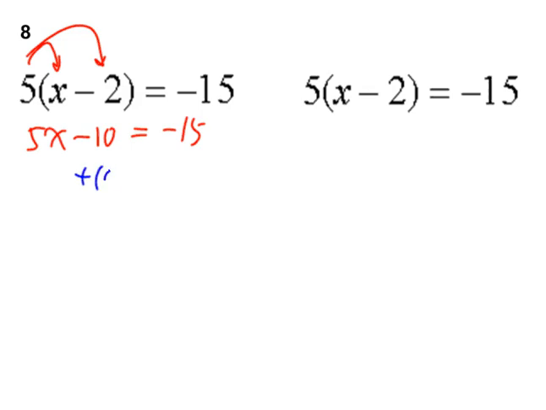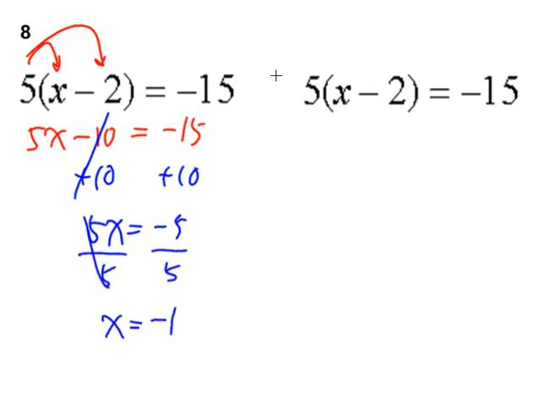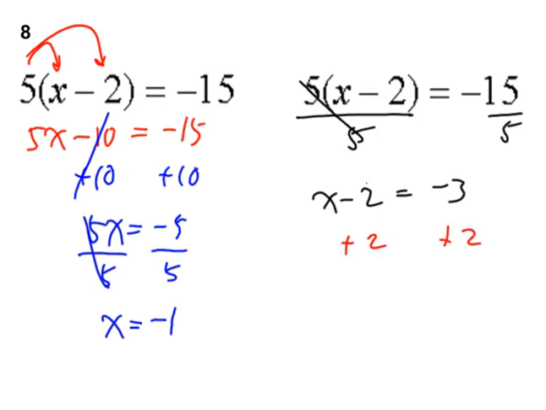And once we have that, we're going to get rid of our constant and then get rid of our coefficient to give us the answer x equals negative 1. Now alternatively, we could have said if 5 groups of x minus 2 equals negative 15, then by dividing both sides by 5, 1 group of x minus 2 will equal negative 3. And once we get to that, we're going to get rid of only the constant and say x equals negative 1. So no matter which way you did it, you end up with the correct solution that x equals negative 1.